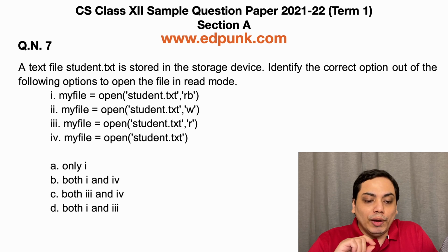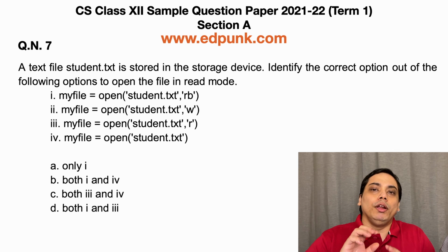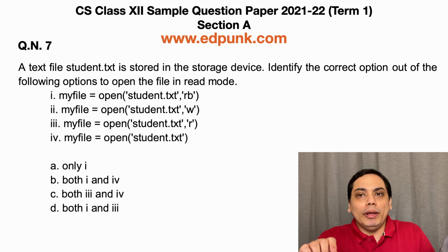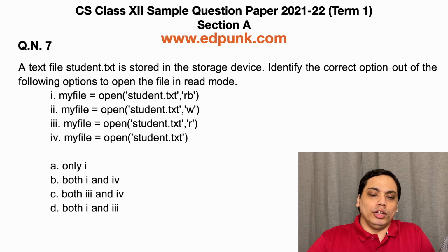And in statement 4, we have not mentioned any mode. So you have to remember that by default, the open function opens a text file in read mode. So again, this statement is also correct. So if we look at the 4 options, we can see that option C, that is both statements 3 and 4, is actually the correct answer because both the statements will execute and open the file in read mode.